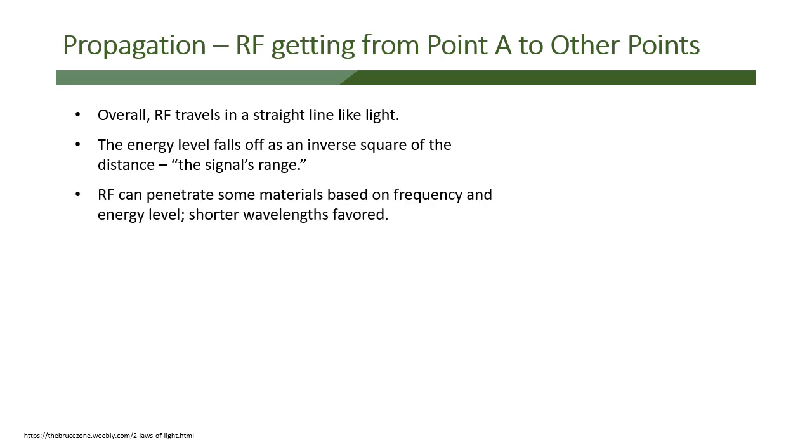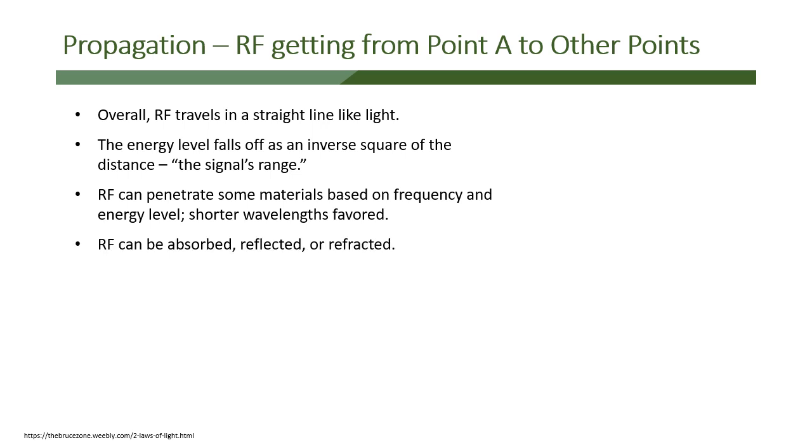And RF can penetrate some materials based on frequency and energy level. Shorter wavelengths are favored, so things like UHF, which has a very short wavelength compared to HF, can often travel through a building and be useful for transmission and receiving, versus something in the HF range. The shorter waves may not be able to penetrate a building very effectively, and therefore transmitting inside the building will be much less effective than having the antenna outside the building.